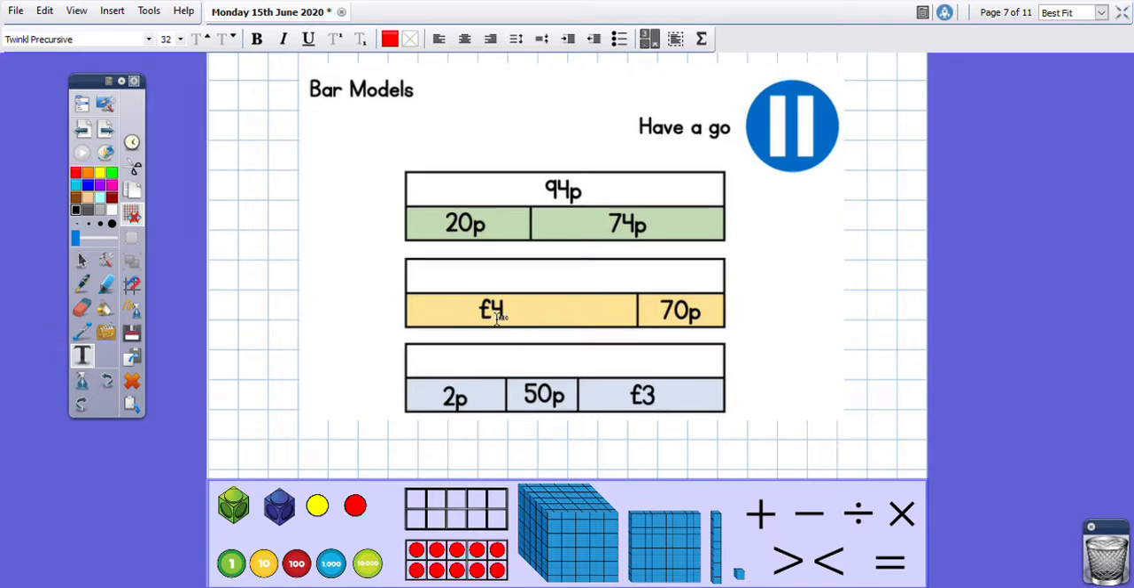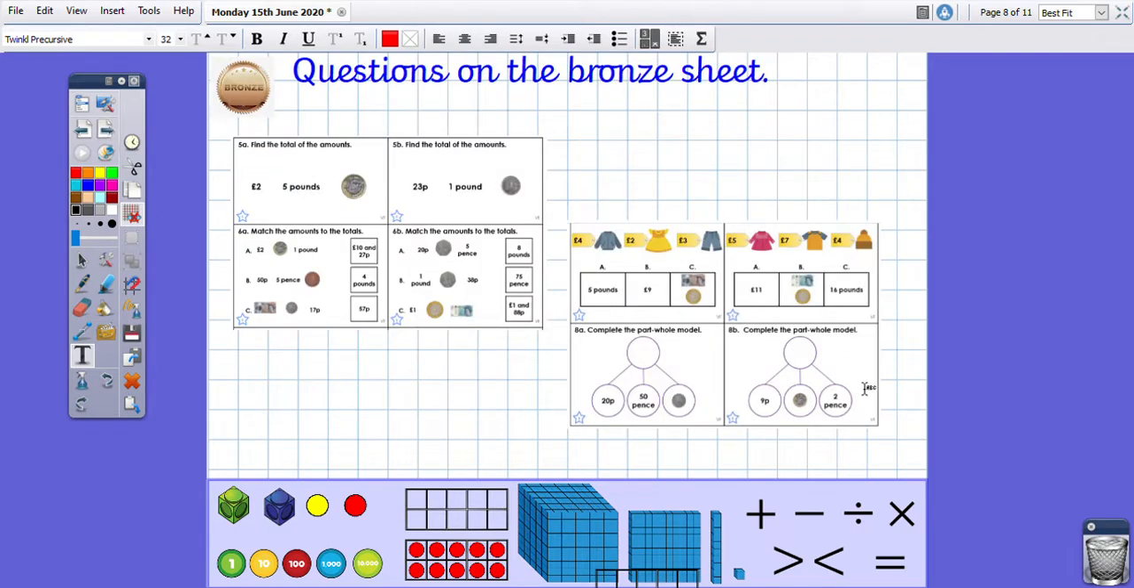So you've got £4 and 70p. So you've got £4.70. And then you've got 50p, 2p and £3. Now we know that the pounds come first, so let's do our pound column. So we've got £3, and then we've got 50p, add 2p, which is 52p. Well done if you got those correct.